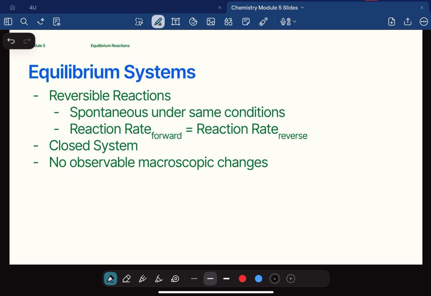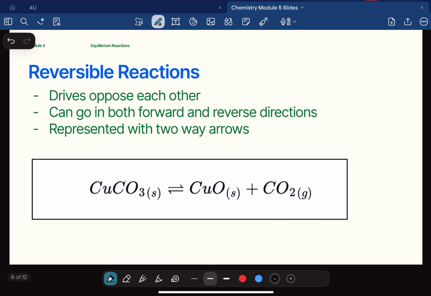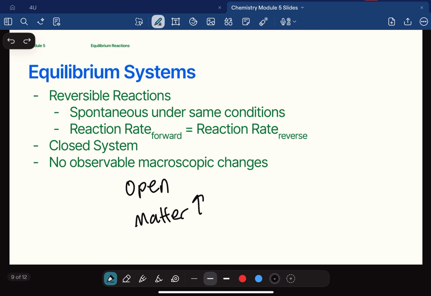It has to be a closed system, otherwise in an open system, matter is leaving, right? So if you look at this example, what happens if this is in an open system? All the gas is just going to leave. So then you won't have any of this, and you need that to produce copper carbonate. That's why it has to be a closed system.